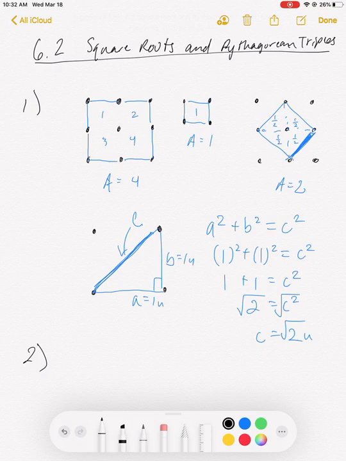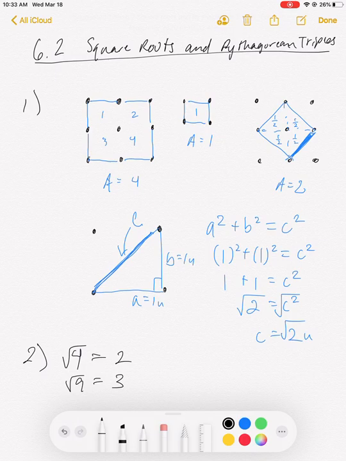For example, we have the square root of 4. That's equal to 2. We have the square root of 9, which is equal to 3, and so on. So most of them are irrational, but some of them are rational. And that's the first blank here.